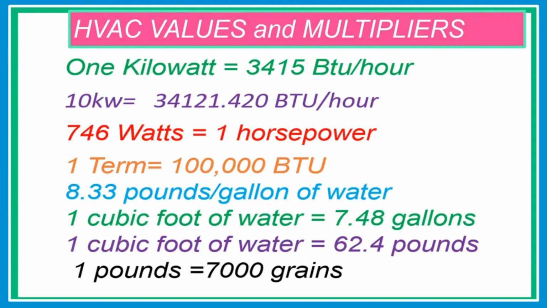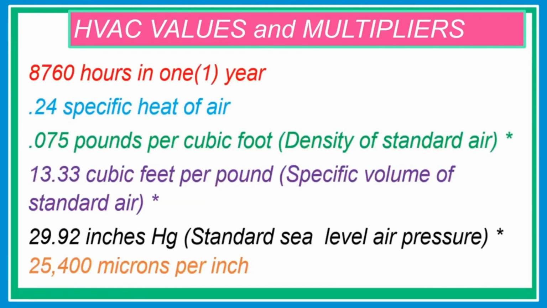746 watts equals 1 horsepower. 1 therm equals 100,000 BTU. 8.33 pounds per gallon of water. 1 cubic foot of water equals 7.48 gallons. 1 cubic foot of water equals 62.4 pounds. 1 pound equals 7,000 grains. 8,760 hours in 1 year. 0.24 specific heat of air. 0.075 pounds per cubic foot density of standard air. 13.33 cubic feet per pound specific volume of standard air. 29.92 inches of mercury standard sea level air pressure.